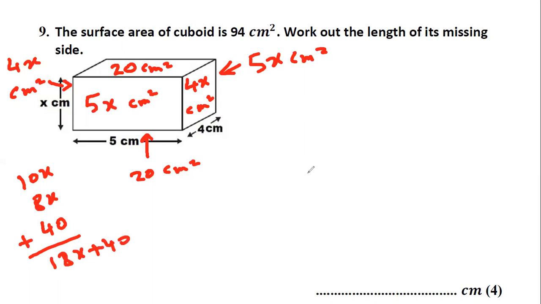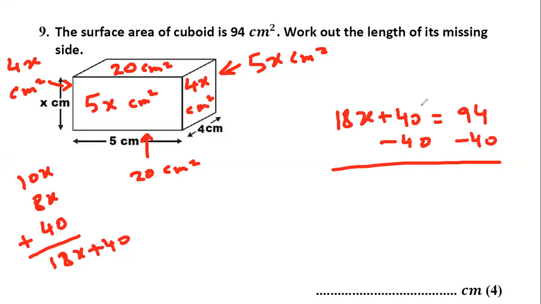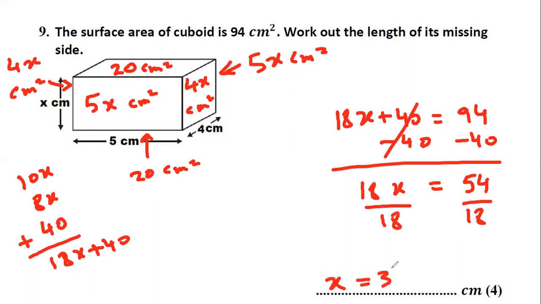What I need to do is set this equation up. I will write 18x plus 40, and that equals 94. What I will do is take away 40 from either side of the equation. That will give me 18x equals 54. And if I divide both sides by 18, I will get x equals 3 centimeters.